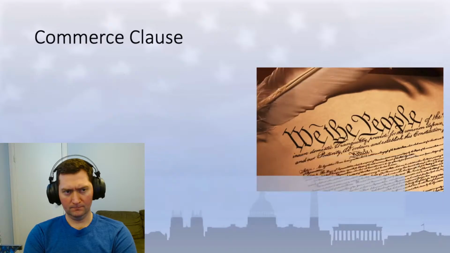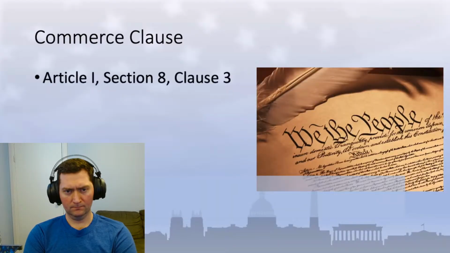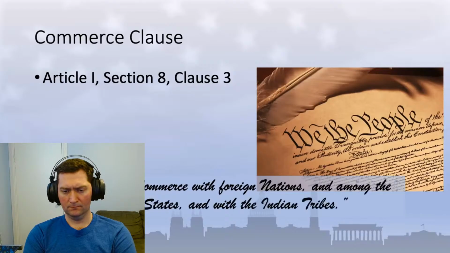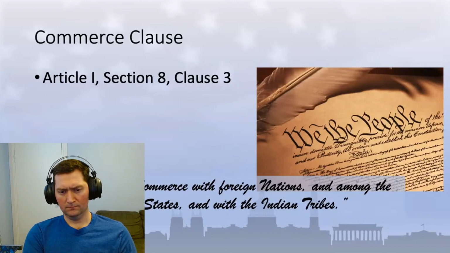Arguably, the most significant source of federal power today is the Commerce Clause. Found in Article 1, Section 8, Clause 3 of the U.S. Constitution, the Commerce Clause grants the Congress the power to regulate commerce with foreign nations and among the several states and with Indian tribes. The Commerce Clause is one of the most important and far-reaching powers granted to Congress in the Constitution.